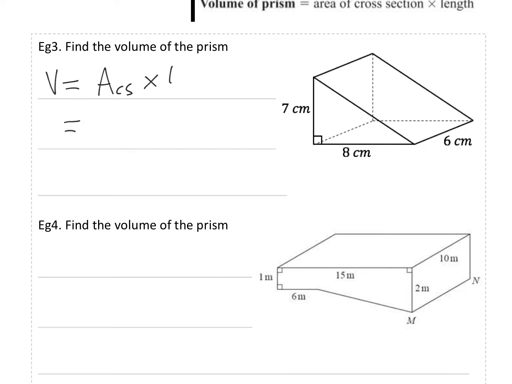What's the cross-section? In this case, the cross-section's the triangle. So we need to find out what the area of the triangle is. Area of a triangle is half times the base times the height. The base of the triangle is 8, and the height of the triangle is 7.